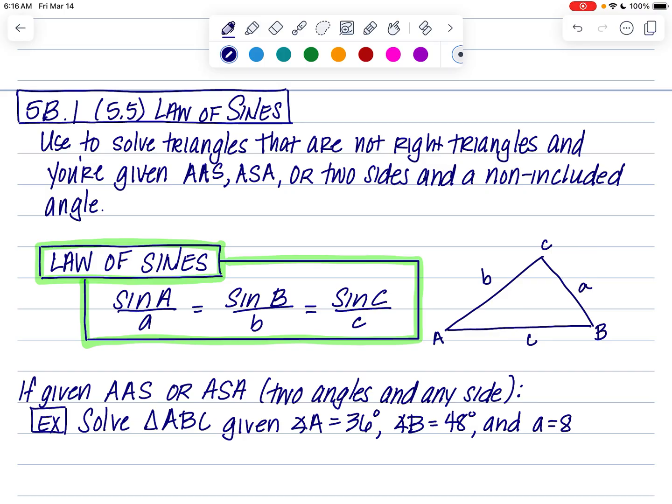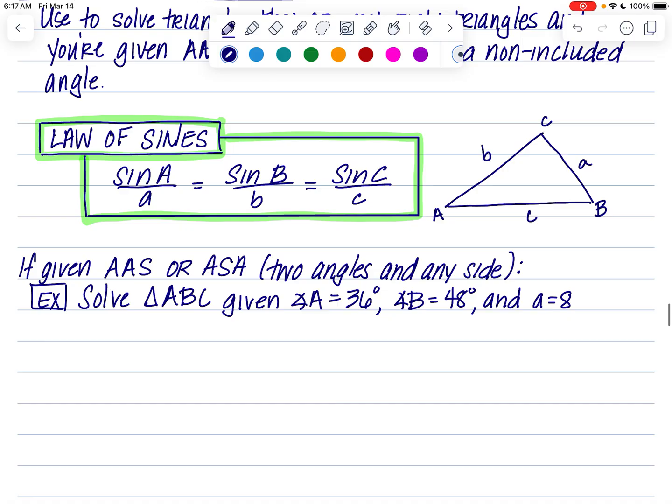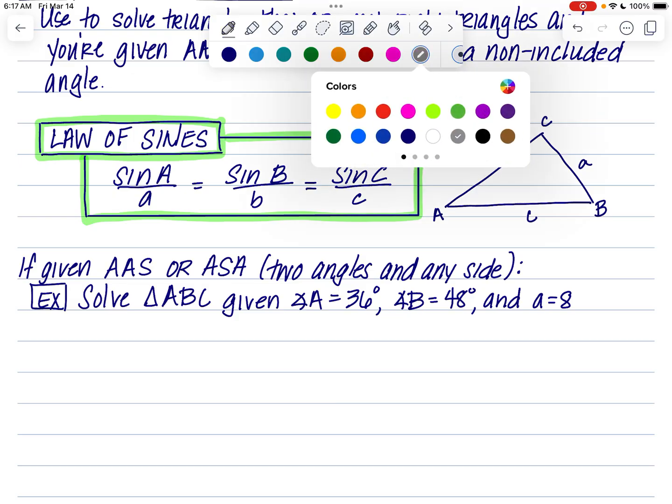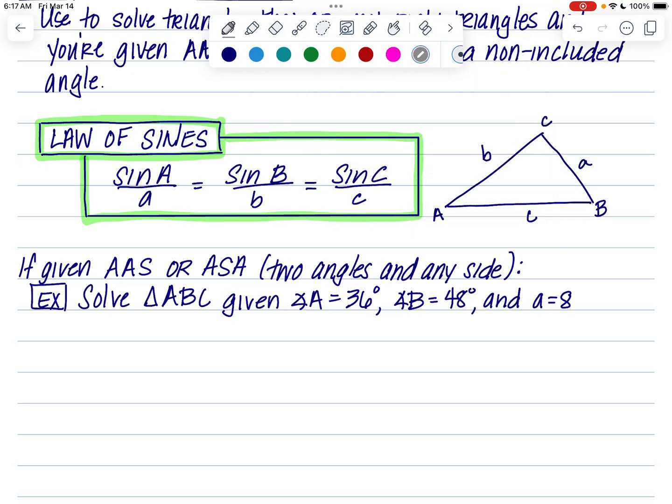So there are some situations that occur when you're given two angles and any side. It's pretty easy to solve the triangle because you can find the third angle, right? So you have the triangle angle sum theorem. All the angles of a triangle add up to 180. Awesome. That's not so terrible to figure out. You can figure out that third angle and then you can use that to complete more of your ratios.